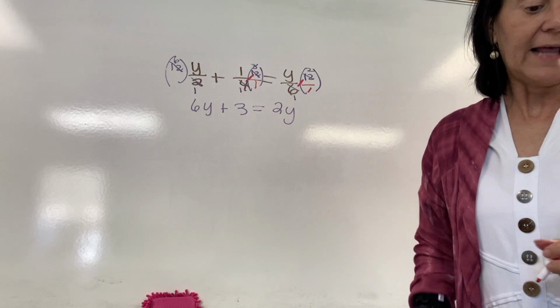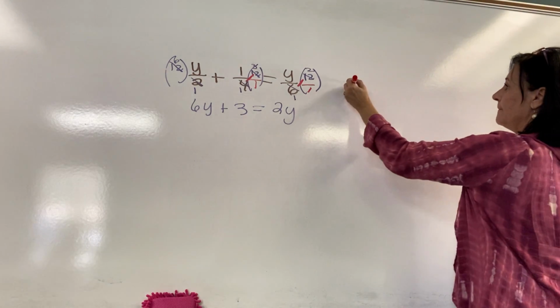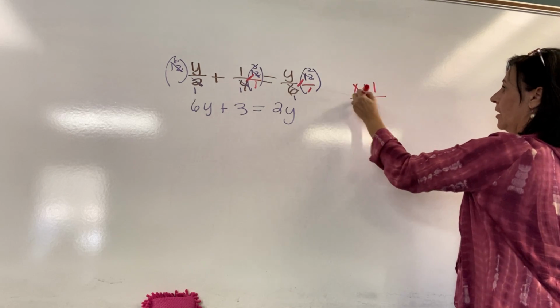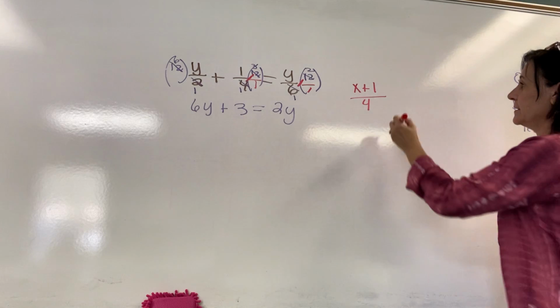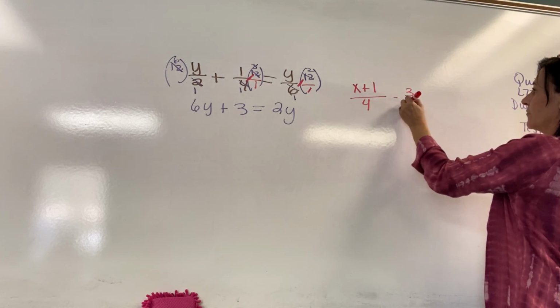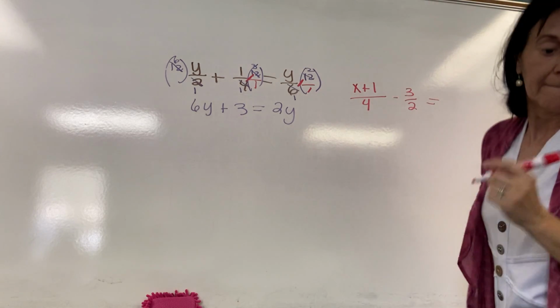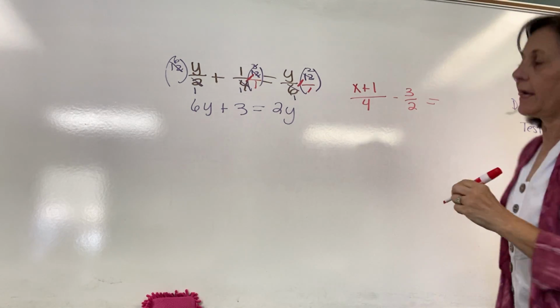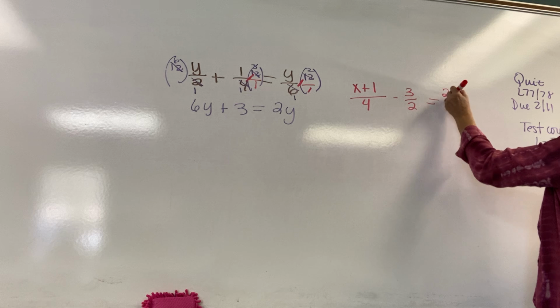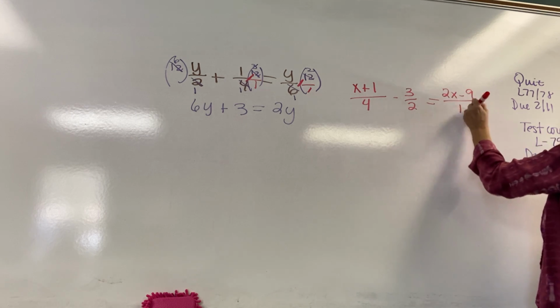All right, let's do the very last one. (x + 1)/4 - 3/2 = (2x - 9)/10.